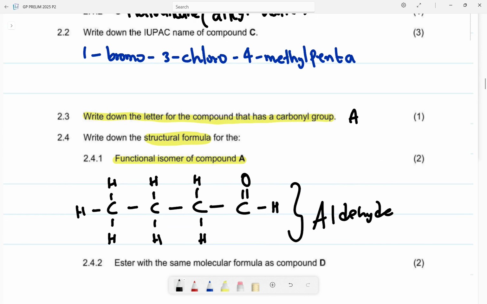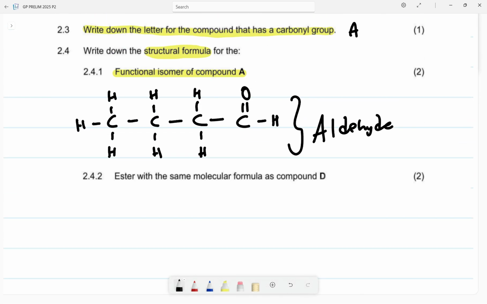But A, it is a what? It is a ketone. And they have the same general formula. Okay? The same general formula, CnH2nO.